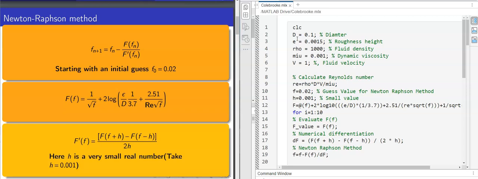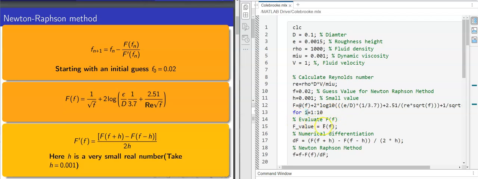If you take some other value, the number of iterations will depend on the guess value. Here I am taking guess value 0.02, and h is a very small real number, that is 0.001. Then this is the function, the Colebrook equation, and here I am giving a maximum of 100 iterations. For that iteration we are using a for loop, so for i is equal to 1 to 100.